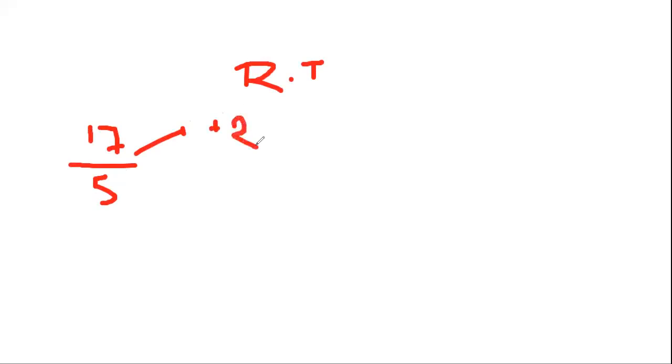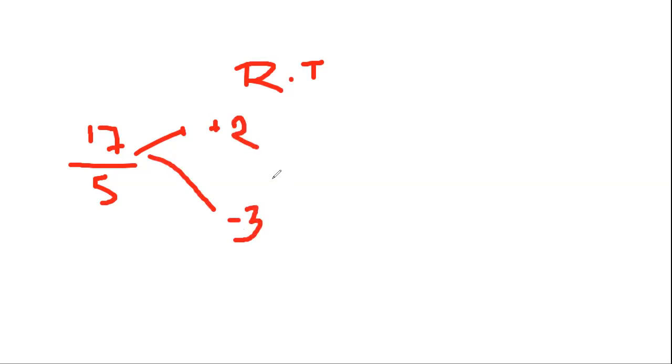In the same way, we can also say that 5 4s are 20, so the remainder is also minus 3. Both are correct. You can say the remainder is plus 2 as well as minus 3, but normally we do not write minus 3.